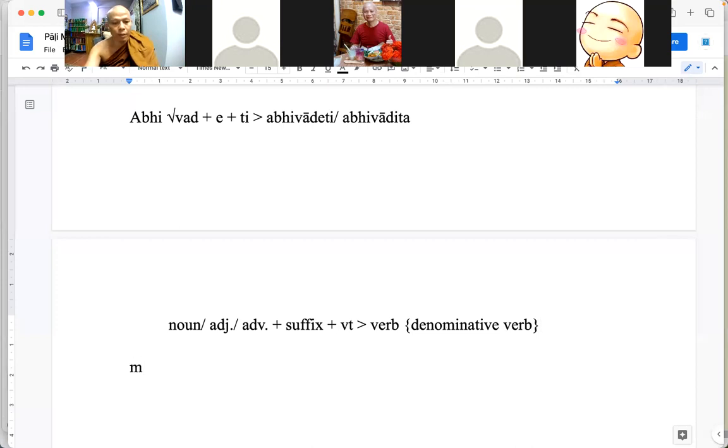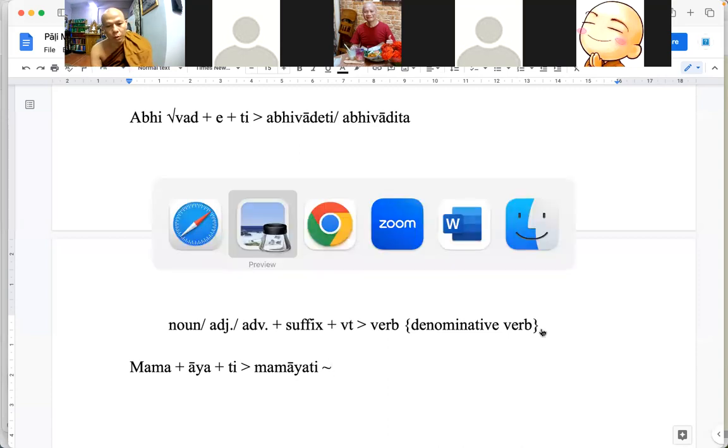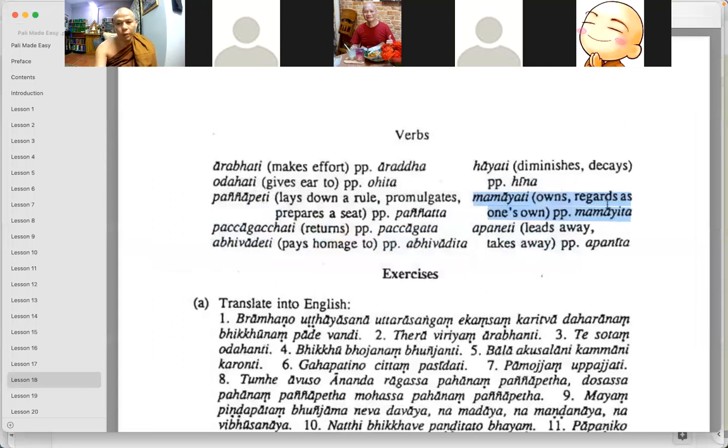So denominative verb, here, now this verb, actually mama. Mama means mine or my own. So to the mama, the suffix aya, and then the verb termination. So now as a verb form, mama yeti. Mama yeti means consider its own. So here you see the meaning: regard as one's own. From that one, mama yita.